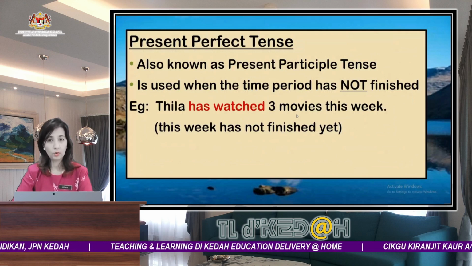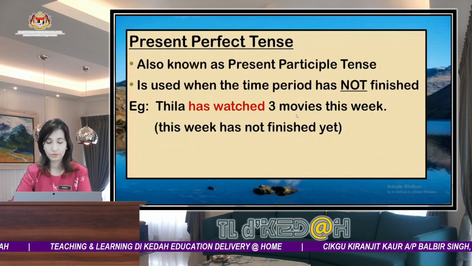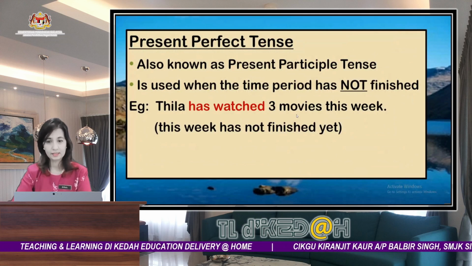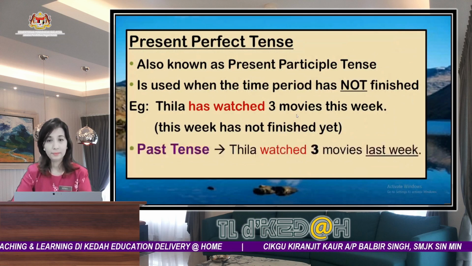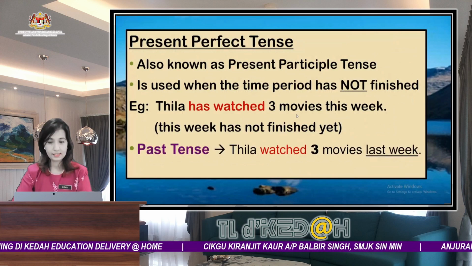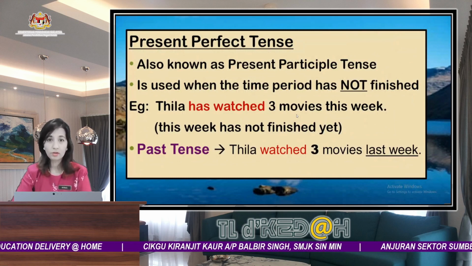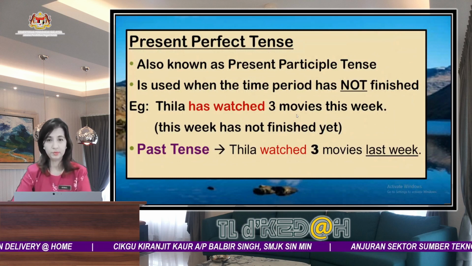The week is not over. She may watch more movies, more than 3. Okay, let's look at past tense, so we can see the difference immediately, clearly. For past tense, it will be like this: Tila watched 3 movies last week. So it's over. She has finished watching all 3 movies last week.